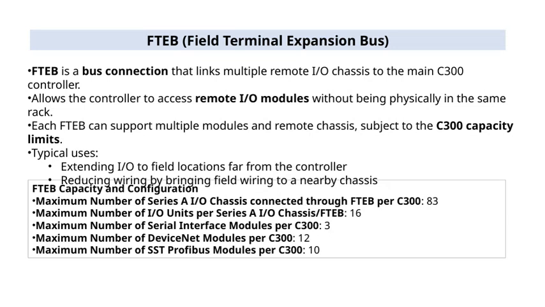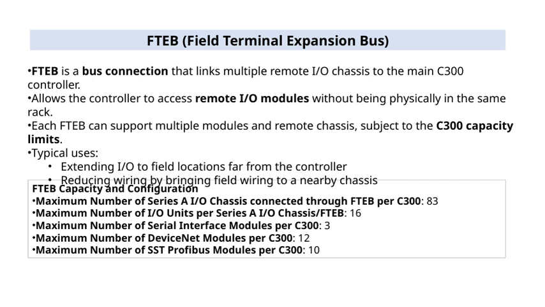FTEB, or Field Terminal Expansion Bus, is essentially a bus connection that links multiple remote I/O chassis directly to the main C300 controller. This setup allows the controller to access remote I/O modules without the need for physical proximity or being in the same rack, which offers a lot of flexibility in system design. Each FTEB can support multiple modules and remote chassis, but of course, this is subject to the overall capacity limits of the C300 system. This makes it scalable depending on your specific application needs.